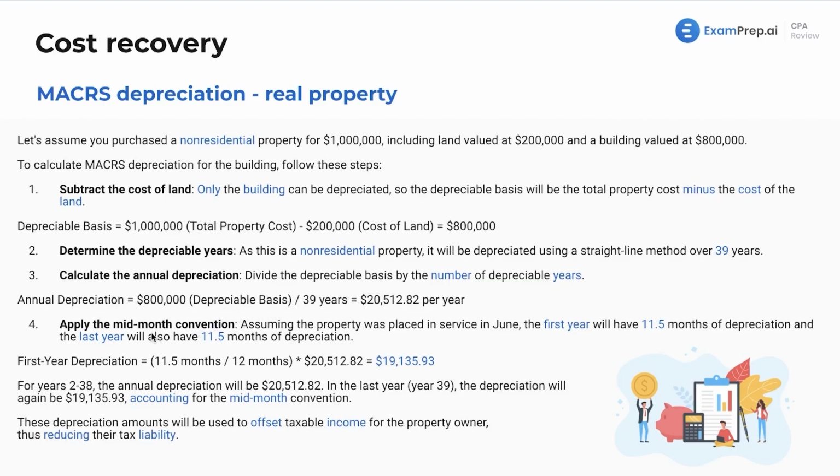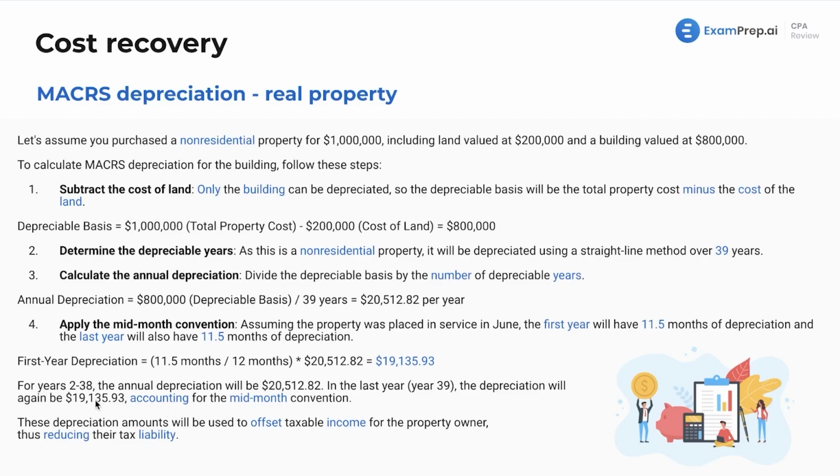Now we're going to apply the mid-month convention. Assuming the property is placed in service in June, the first year will have 11.5 months of depreciation, and the last year is also going to have 11.5 months of depreciation. Here we see the first year depreciation is 11.5 months divided by 12 months, multiplied by the annual amount, giving us about $19,000.